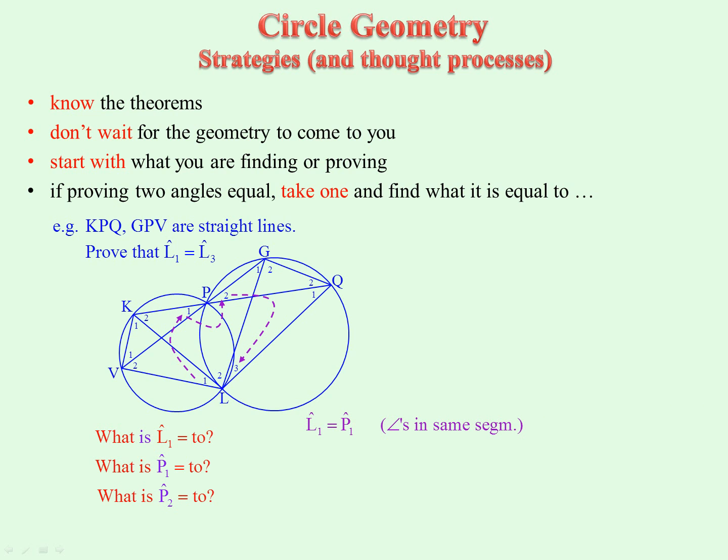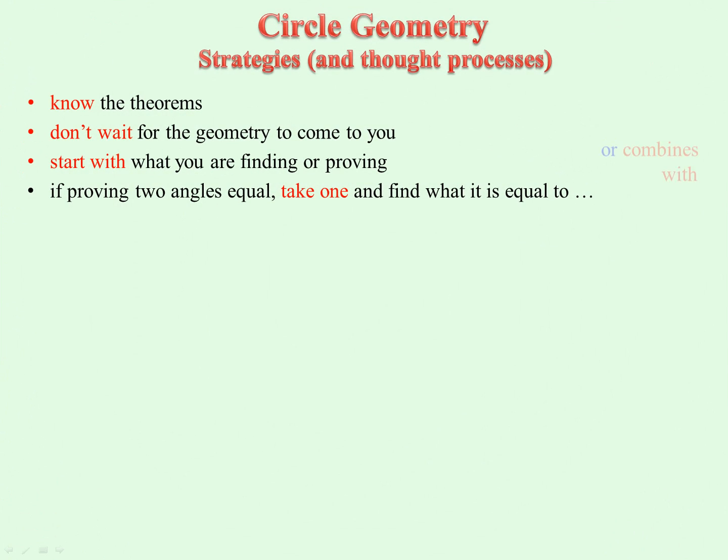L1 equals P1, angles in the same segment. P1 equals P2, vertically opposite angles. P2 equals L3. Notice I'm going L1 to P1 and from P1 to P2 and from P2 to L3. So we've now shown that L1 equals L3. And I started with just the one and said, what is it equal to? Or what is it combined with? Which can happen.